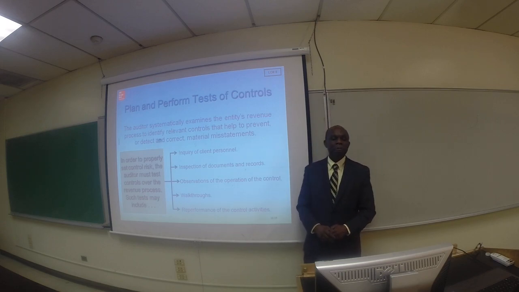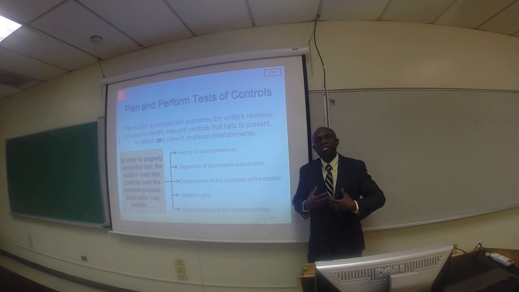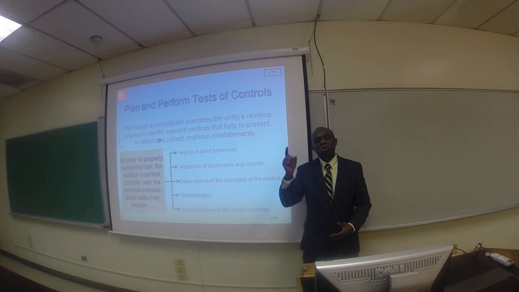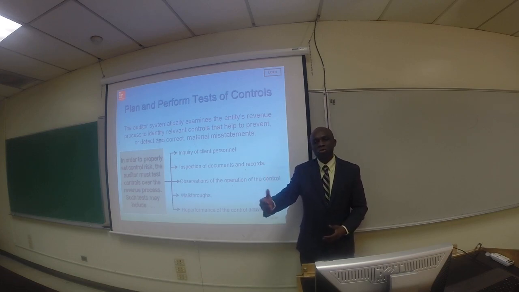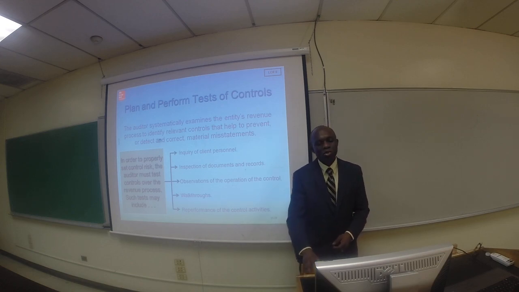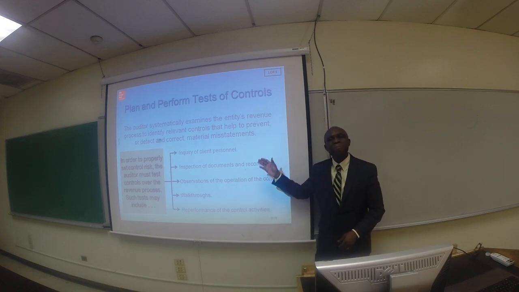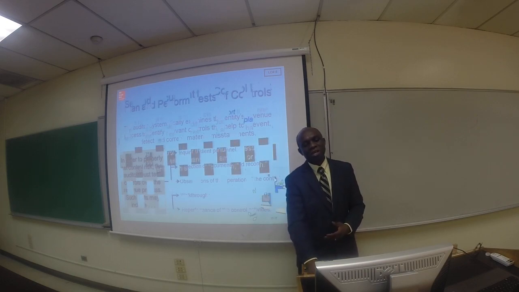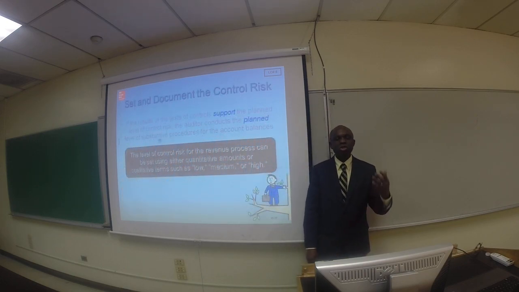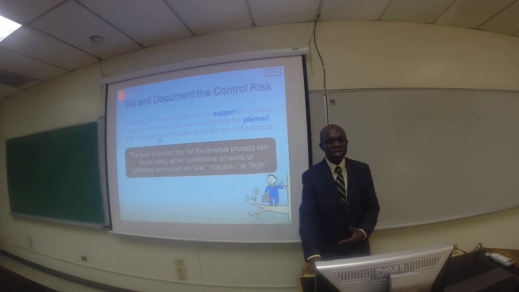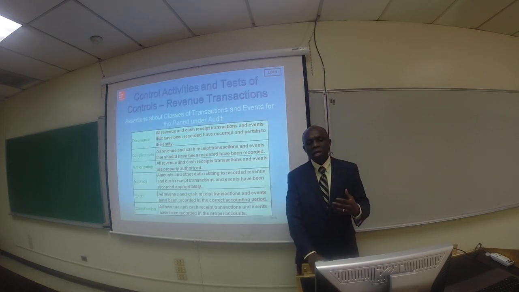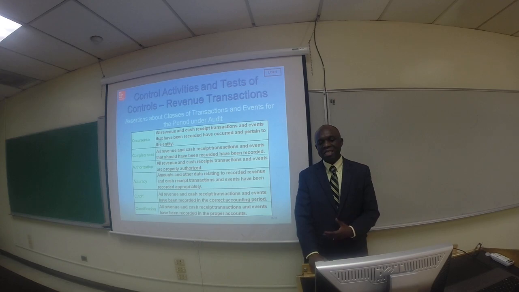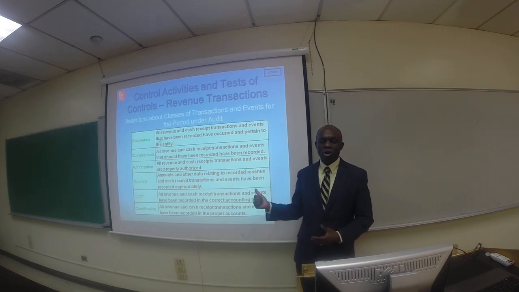Now, moving along, by the time we decide to rely on the internal controls, we now have to plan and perform tests of control to see whether those controls are actually effective. Now, the methodology of doing that, we have already discussed all this extensively in the previous chapter. So we set and document the control risk. Here are some control activities and tests of controls of revenue recognition.